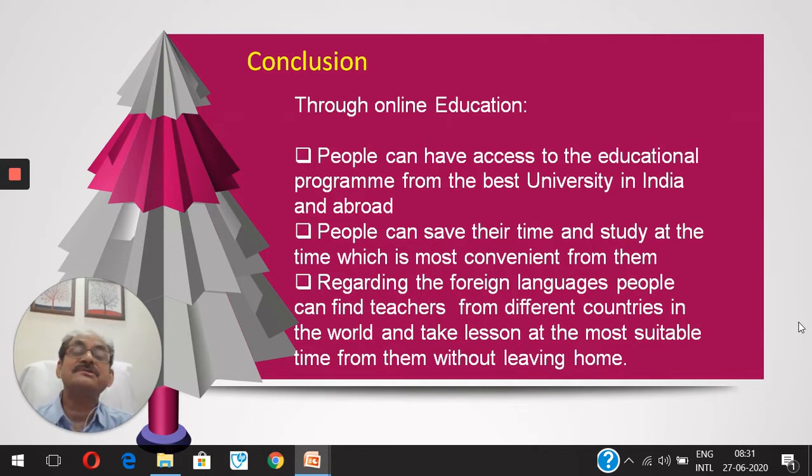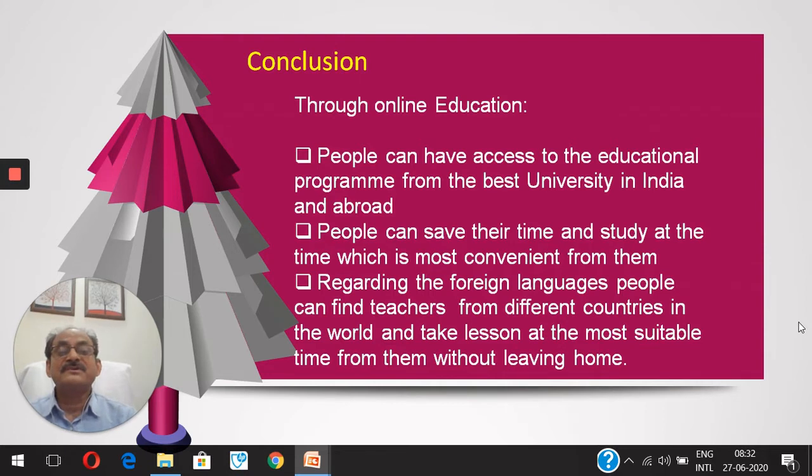So the conclusion is that through online education, people can have access to educational programs from the best universities in India and abroad. From your home you can easily access the best universities in India and abroad. People can save their time and study at the time which is most convenient for them. We can easily save our time, money, transport, and all these things.